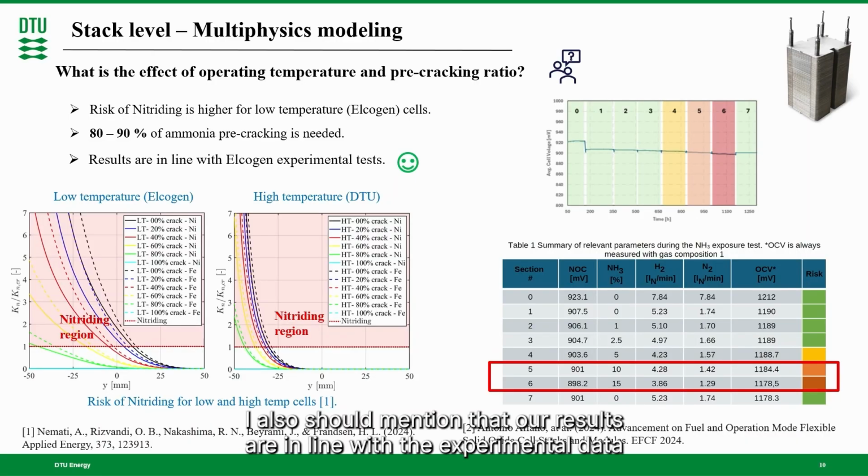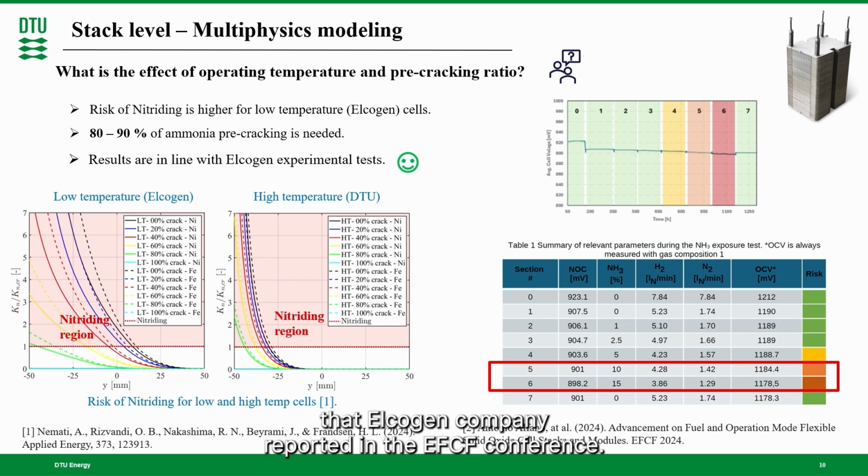I also should mention that our results are in line with the experimental data that Elcogen company reported in the EFCF conference, and they also observed that they need around 85-90% of the pre-cracking to operate in the safe region, which is in line with our results that we obtained here.